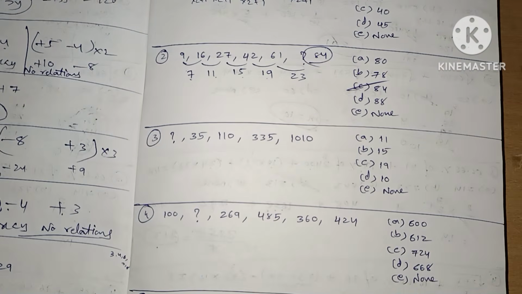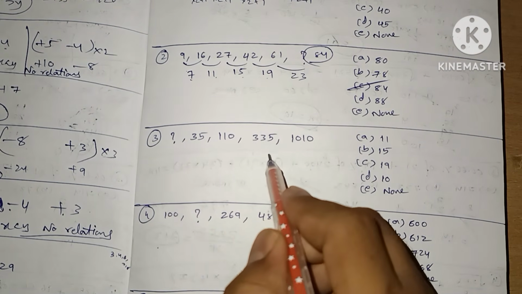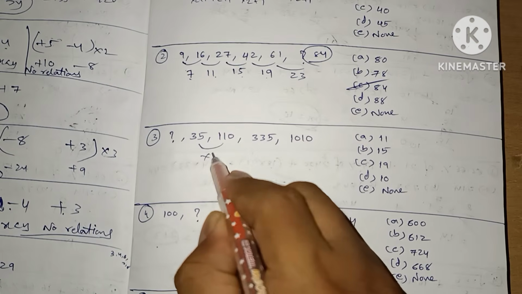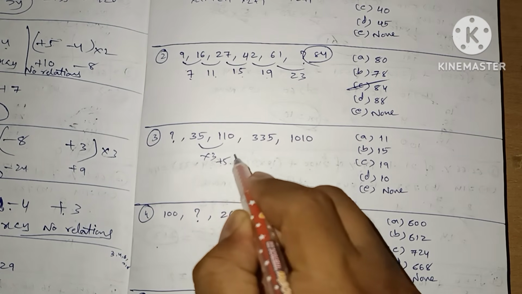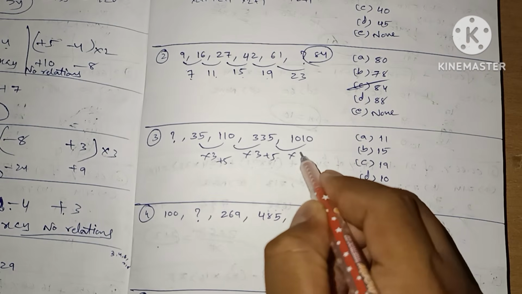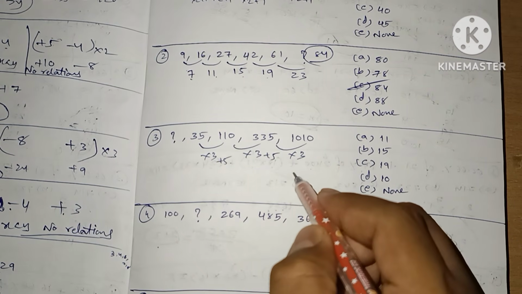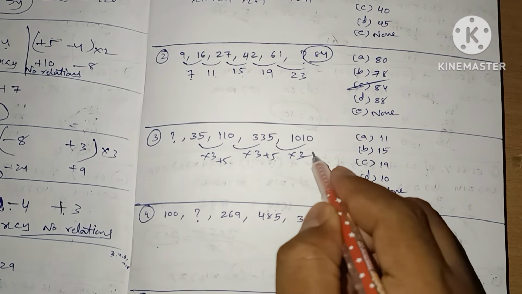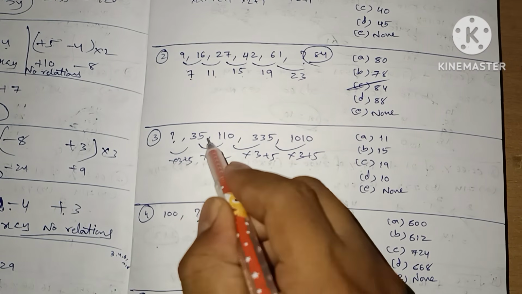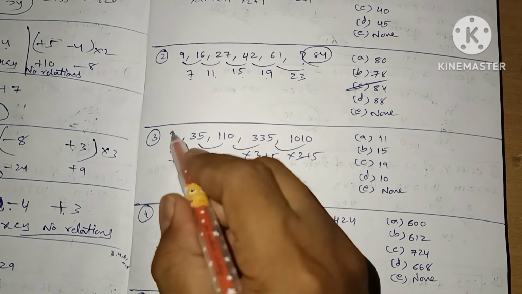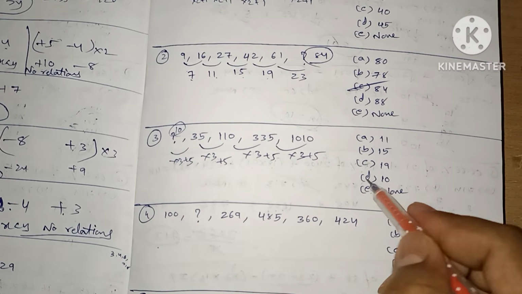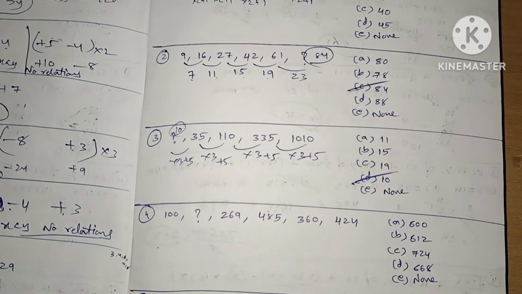Next, third question. Here we see this is into 3 times 105 plus 5. This is into 3 times 330 plus 5. So it is into 3 times 900 plus 105, 105 plus 5. So it must be into 3 plus 5. So 5 goes this way, 30 means 10. 10 into 3 times is 30 plus 5, 35. We get the answer is 10. Option D is our answer.